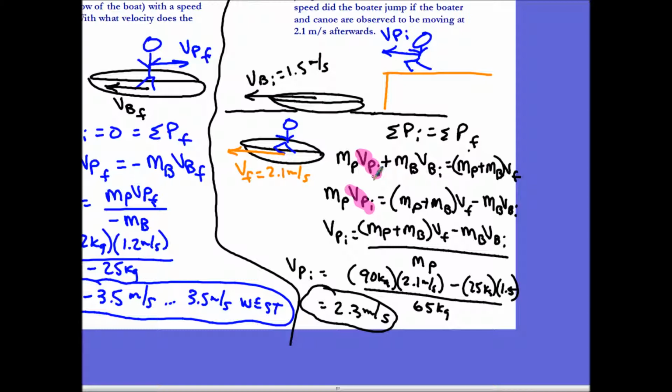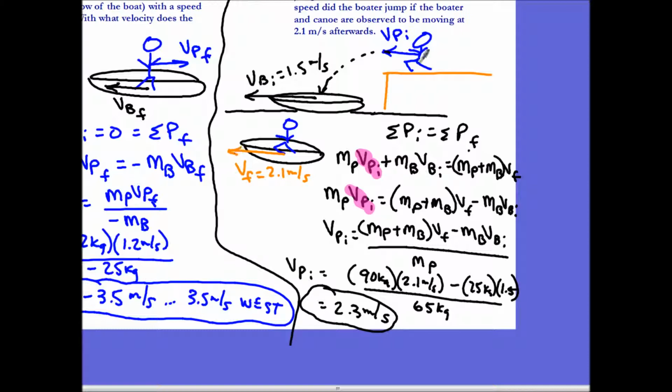This is a hit and stick, where they have combined their masses after the collision, but what I'm actually looking for is one of the initial conditions. So once I get that, I'm going to solve for VP initial, and there's a lot of algebra here, but when I get down to it, I see that the person jumped initially with a velocity of 2.3 meters per second, in the westward direction, so that when they jumped into that boat, they end up moving with a smaller velocity afterwards, simply because now we have both objects moving at the same speed.